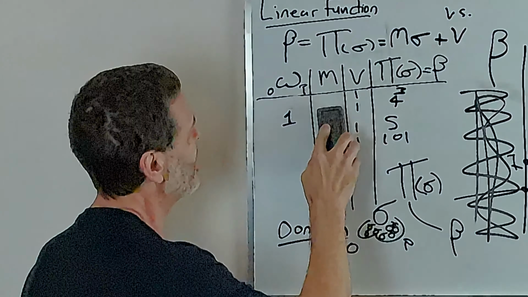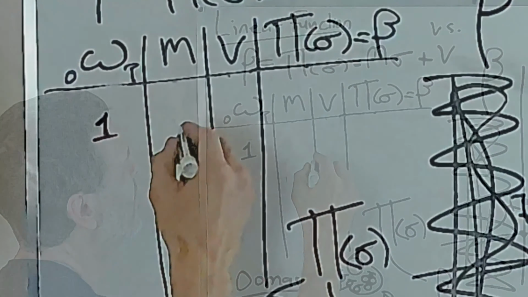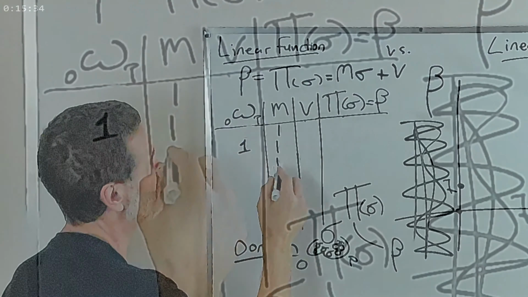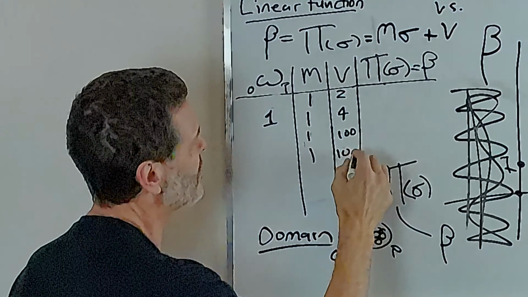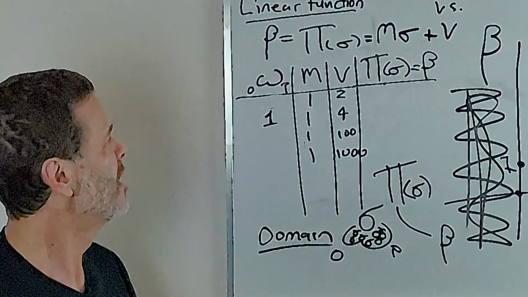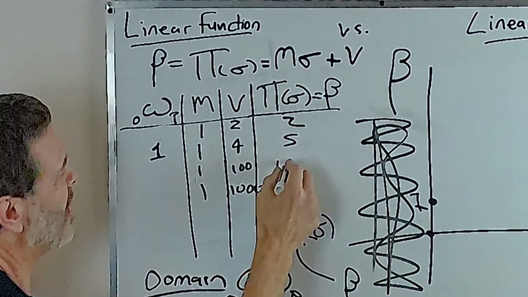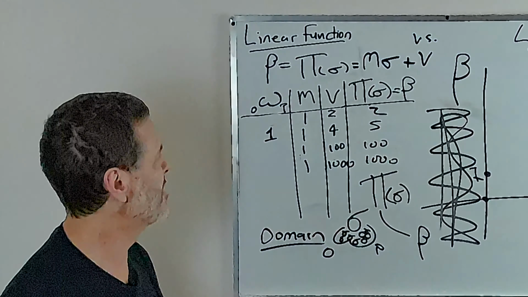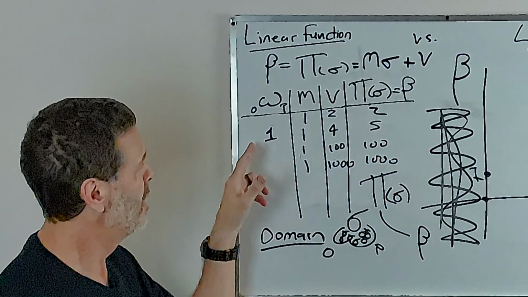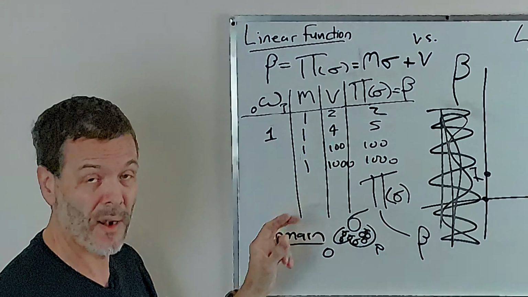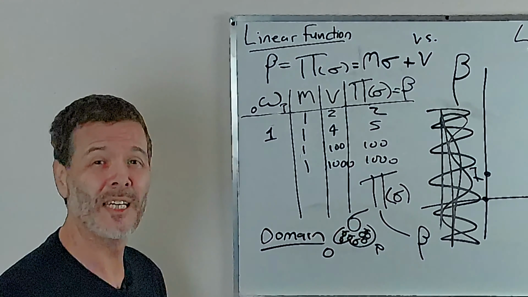Let's change this then to a constant 1 m with 1 sigma, and let's go to 100 and 1,000 v. So you have sigma with 1 m plus 2. This is going to be 1 plus 100 is 100, 1 plus 1,000. So this model says that with 1 m and 1 sigma and 2, 4, 100, or 1,000 v's, you can have 2, 5, 100, or 1,000 betas.